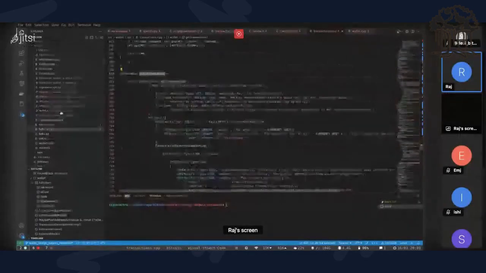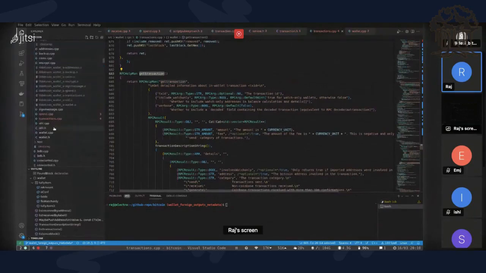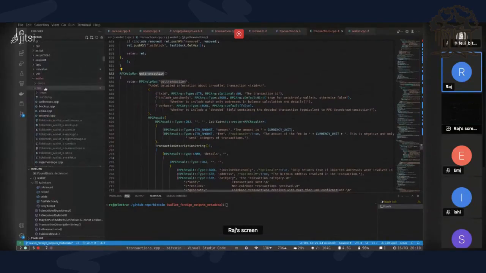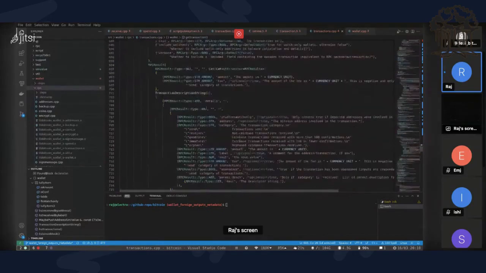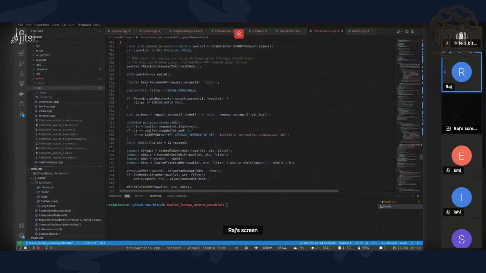And inside wallet, in the source wallet folder, there is this folder called RPC, which defines all the wallet related RPC functions, right? There are other RPC functions elsewhere. So gettransaction is a wallet related RPC call. You'll find that definition inside transaction.cpp inside the wallet RPC folder. And like all other RPC calls, they follow the same structure. It starts with these help manuals, and then it goes and implements the code.